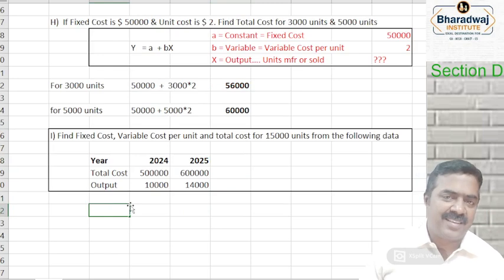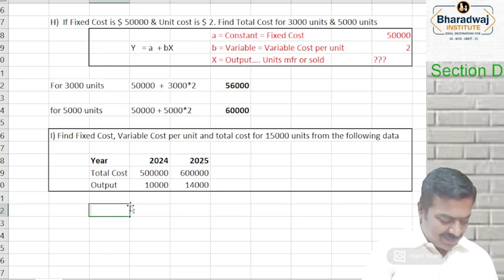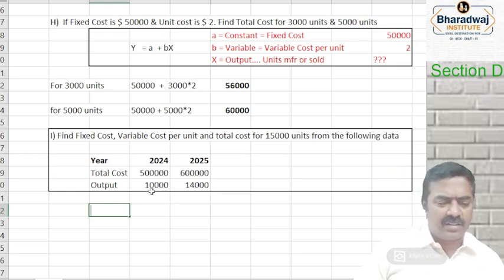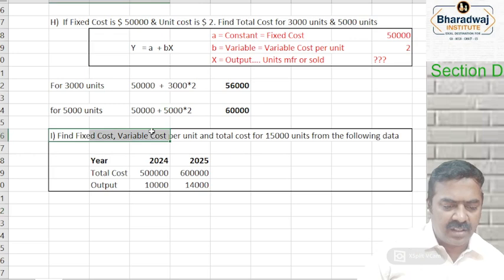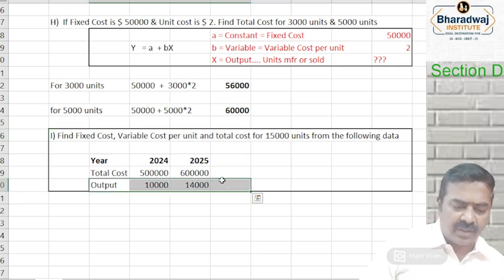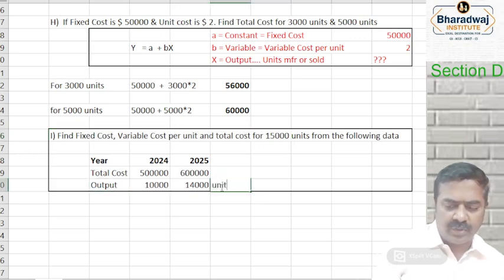Only when you tell the answer, I can proceed. Please tell the answer. It may be wrong, nothing wrong in it. Tell me the fixed cost, variable cost per unit, and total cost for 15,000 units. Output is given for 10,000 units and 14,000 units. This is in dollars.